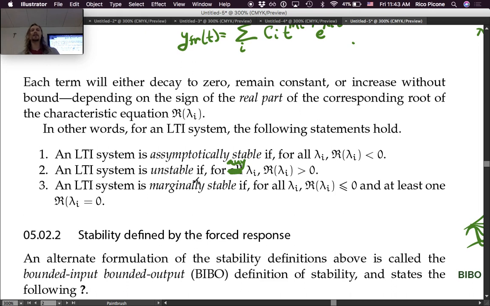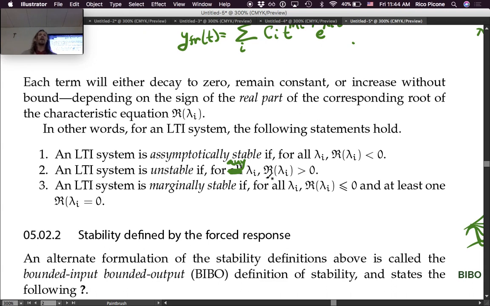So an LTI system is unstable if for any lambda_i, the real part is positive, which is to say, one fly in the soup sort of ruins the whole batch, right? If you have one of these lambdas that go off to infinity, your whole system's unstable. So stability requires all of them have negative real parts. For instability, you only need to have one that's not, and then you're unstable.